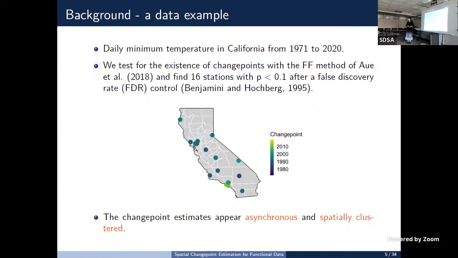a data example. We collected the daily minimum temperature at some weather stations in California from 1971 to 2020. We use the FF to test if there is a change point. Then we implement FDR control and further determine the rejection region. Here is the plot. It represents the locations of the weather stations and the corresponding change points. We can see it is hard to believe they share the same change point, and it seems there is some spatial correlation.